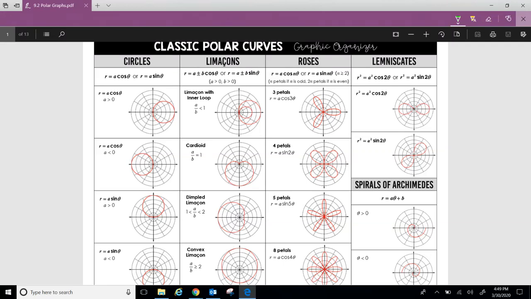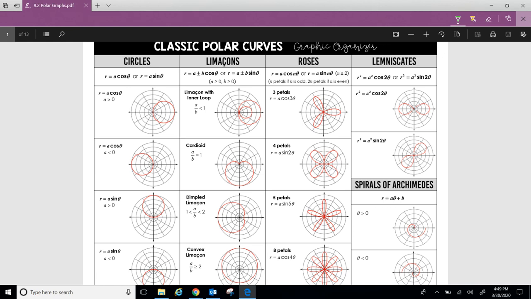Welcome back to section 9.2 Pre-Calculus. We're going to talk about graphing polar curves. Now, we graphed some last week or in the earlier videos if you watch those, and we just did basic ones like circles. We didn't get into limaçons or roses or lemniscates or spirals of Archimedes.